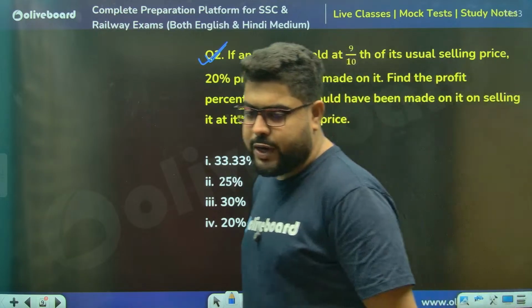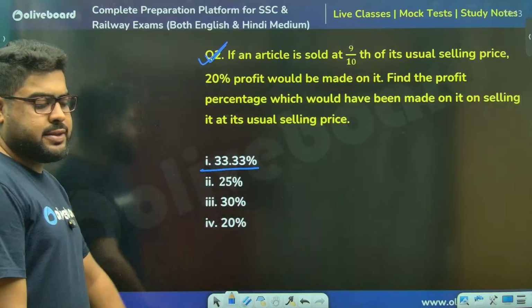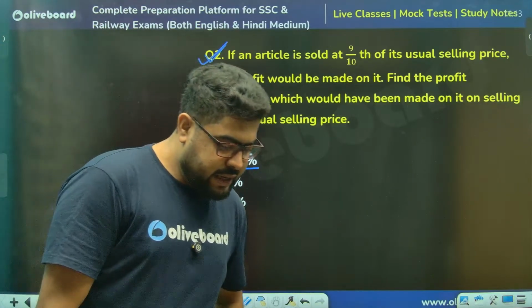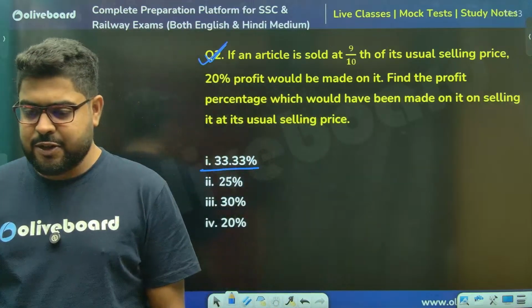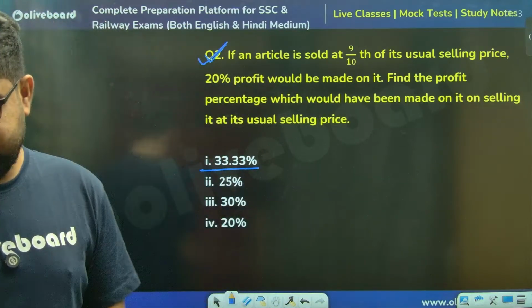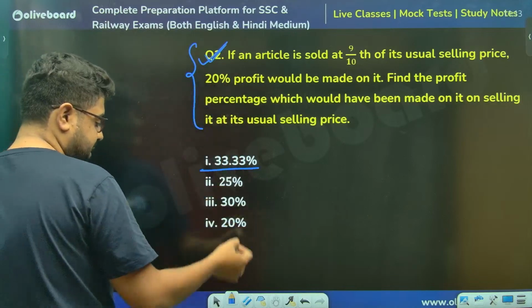Suchishmita is the first one to give us our answer. She's saying 33.33%. Very good, Suchishmita. Rixi is also saying the same. Ashish is also saying the same. Very, very good. Chalo, need more answers. At least 10 more answers I need.